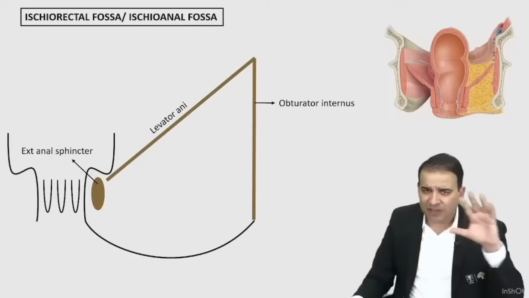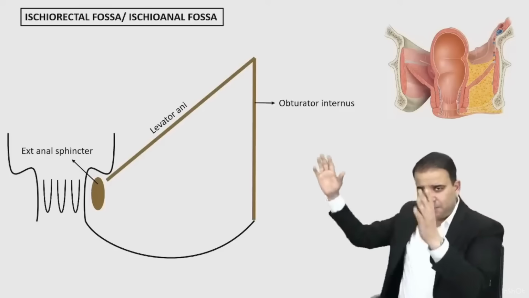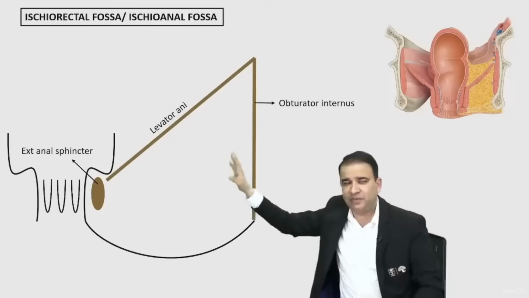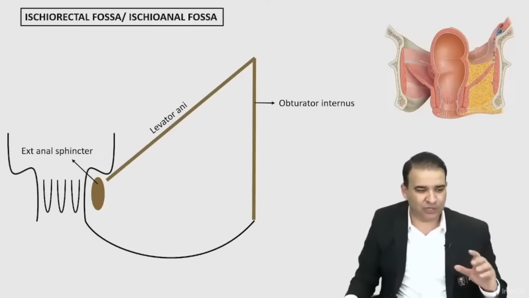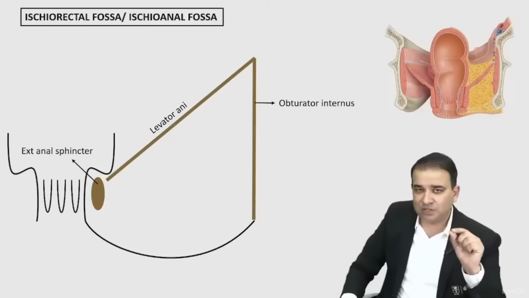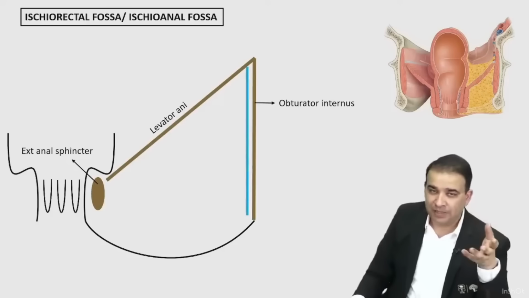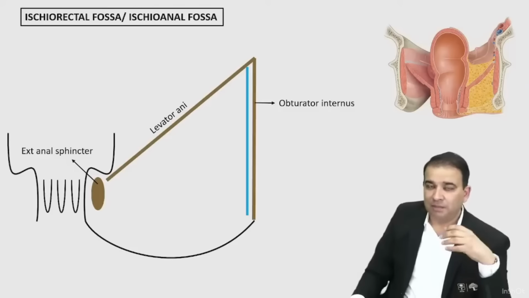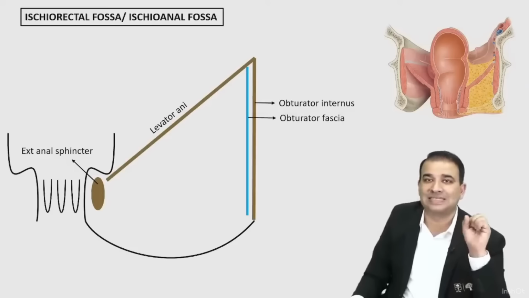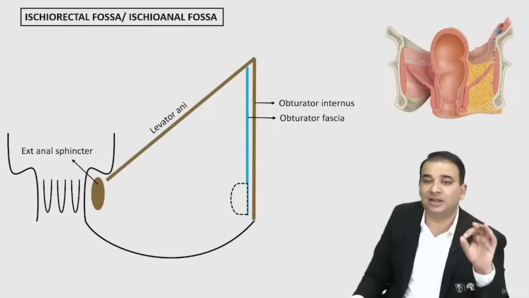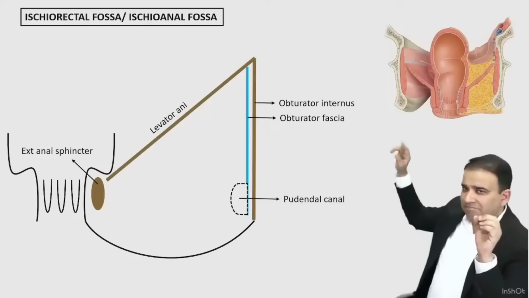Now there are many fascias inside this ischiorectal fossa. This whole thing is the ischiorectal fossa, and there are many fascias inside. I don't have to bother you with every fascia. There's one main fascia, present on the inner side of the obturator internus muscle, called the obturator fascia. This obturator fascia mainly contributes to the formation of a canal on the lateral side called the pudendal canal, guys. There is a canal, it won't be visible in the picture.